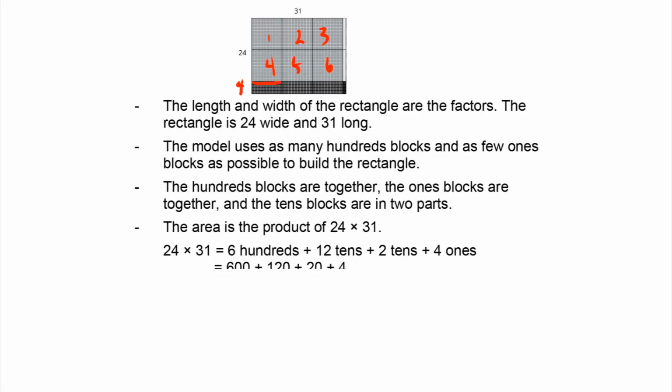And then there's another set of 10 here. And another set of 10 below it. So that's the 2 more tens that we see here. And then finally, there are 4 ones in the bottom corner. Adding that all together, we've got 600 plus 120 plus 20 plus 4, which gives us a total of 744.